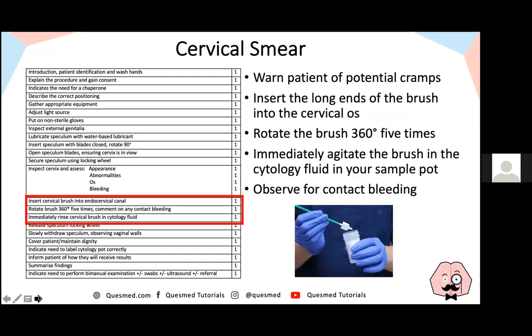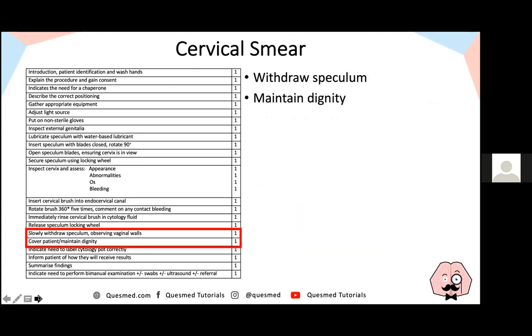To take the actual smear, I normally warn the patient that it can feel a bit crampy. It can feel like a sort of period pain. You insert the long bits of the brush just into the external os, and you rotate the brush 360 degrees 5 times. And what you're aiming to do there is collect some of the cells of the outside of the cervix. And you then want to immediately pop that into the pot, and you want to agitate it. So you're just trying to knock off all of those cells off the brush and into the cytology fluid. You can then withdraw the speculum and maintain dignity in the usual way.